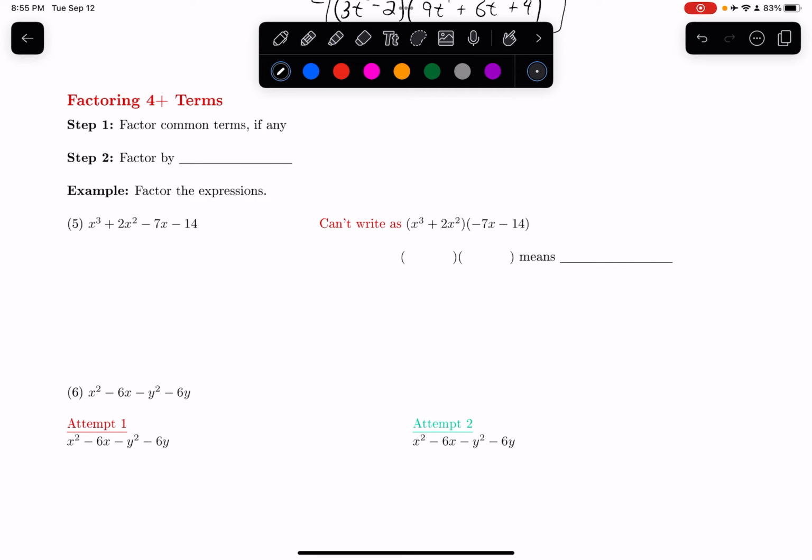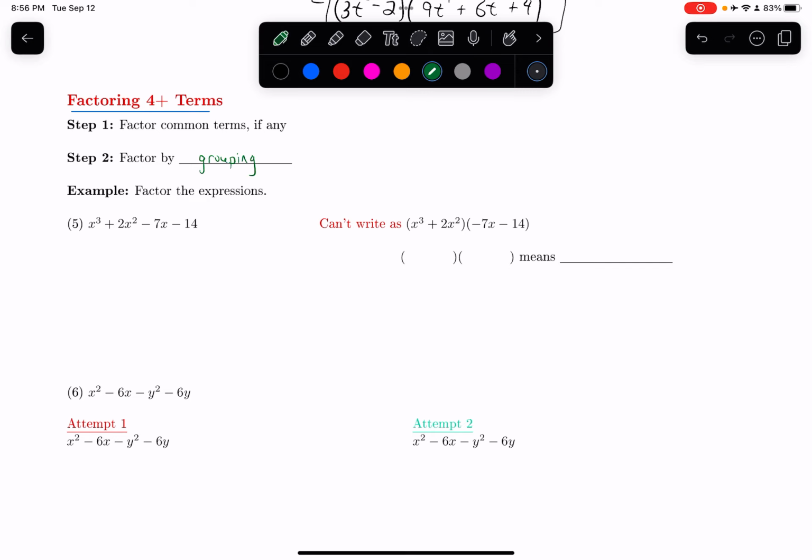In this video, we're continuing section 1.4 on factoring, and we are going to focus on factoring expressions that have 4 or more terms. Okay, so let's get right into the steps for doing this and then get into some examples. So the first step is to factor the common terms, if there are any. After we do that, then we try to factor by grouping.